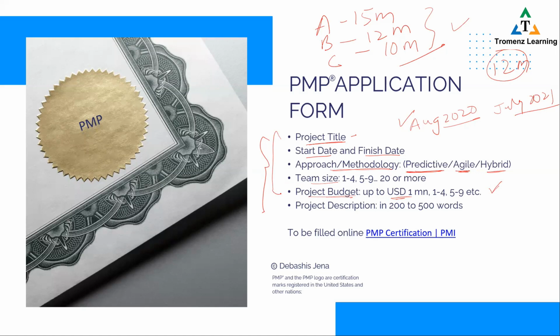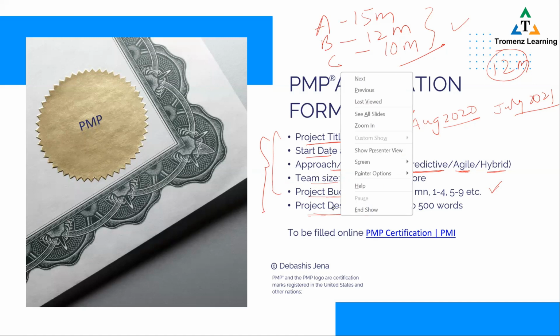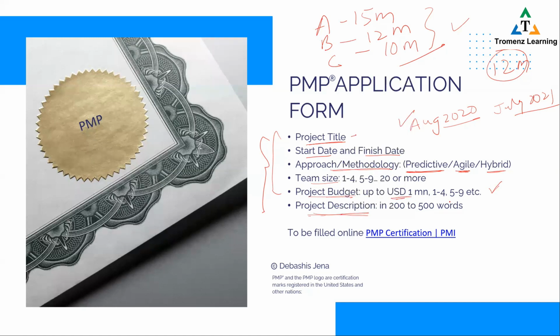Whatever it is, they don't determine whether you are qualified or not. Now come to the most important part, project description. Here, you provide a write-up or description of the project in 200 to 500 words. That's the recommended size. This is the most tricky part. You have to do justice to this section. I'll guide you on what makes a good description or write-up.